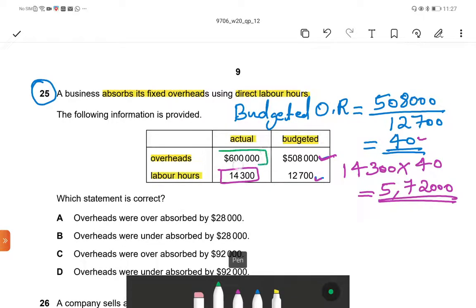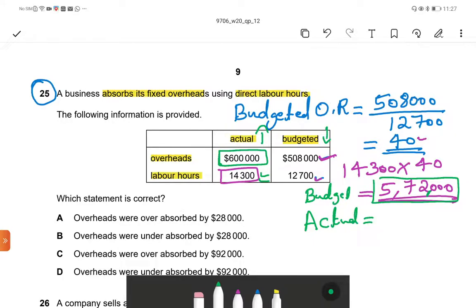Actual overhead is given as 600,000. But the budgeted overhead for 14,300 labor hours is 572,000. So is that increased or decreased? The budgeted is less, actual is more. So this is the budgeted, this is the actual, 600,000. So 600,000 is more. How much is the difference? If the budgeted is less and actual is more, it means under absorption.